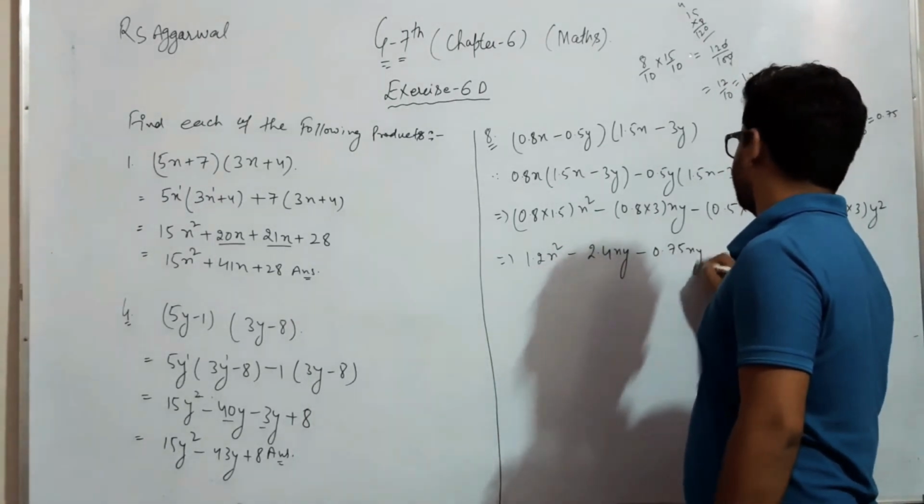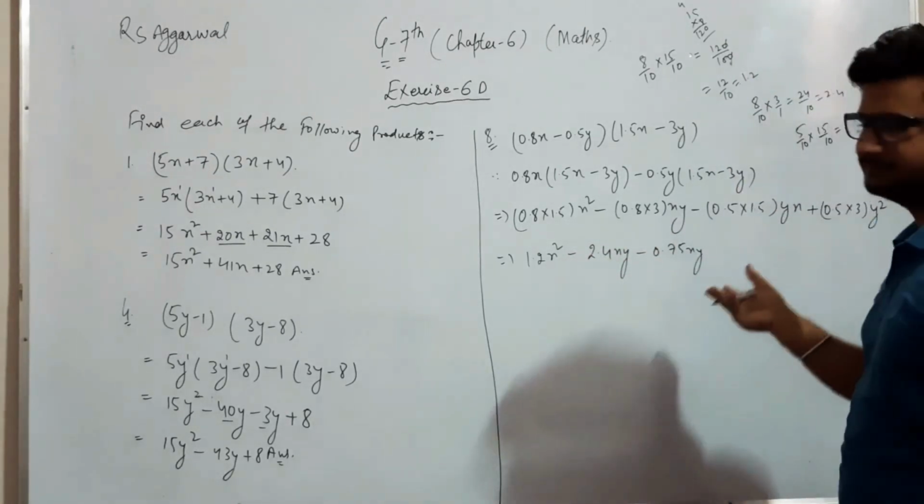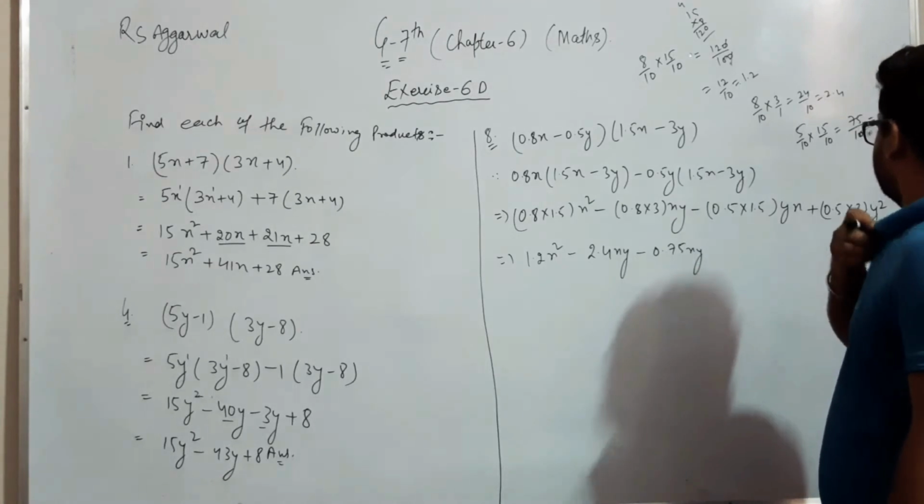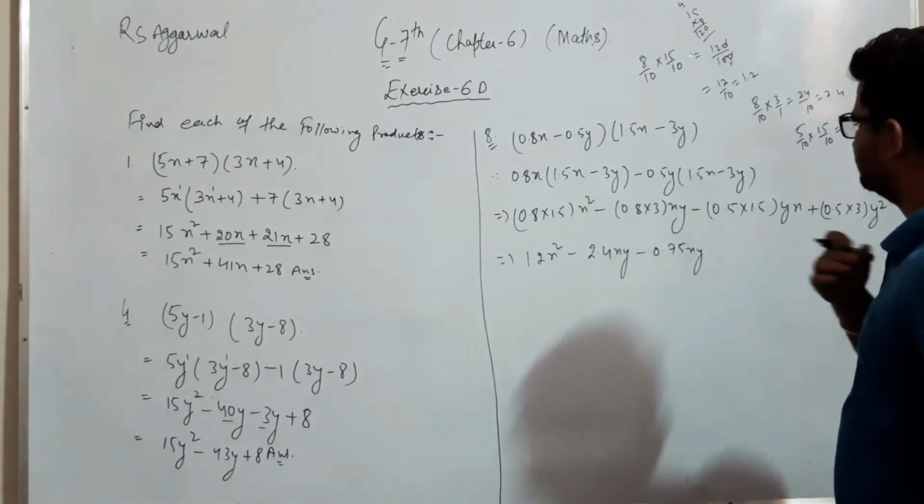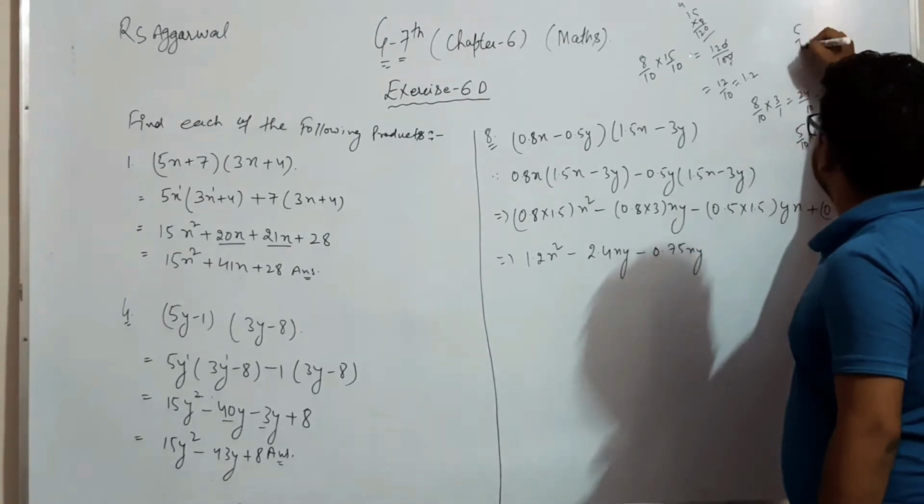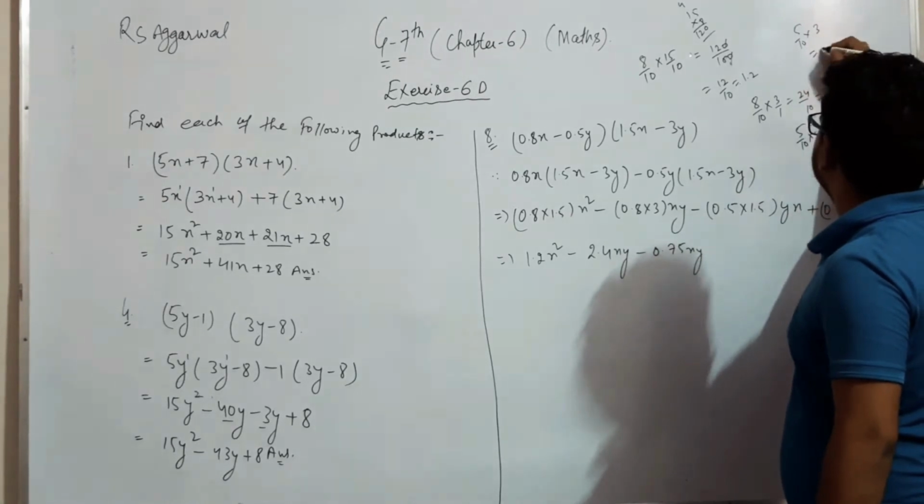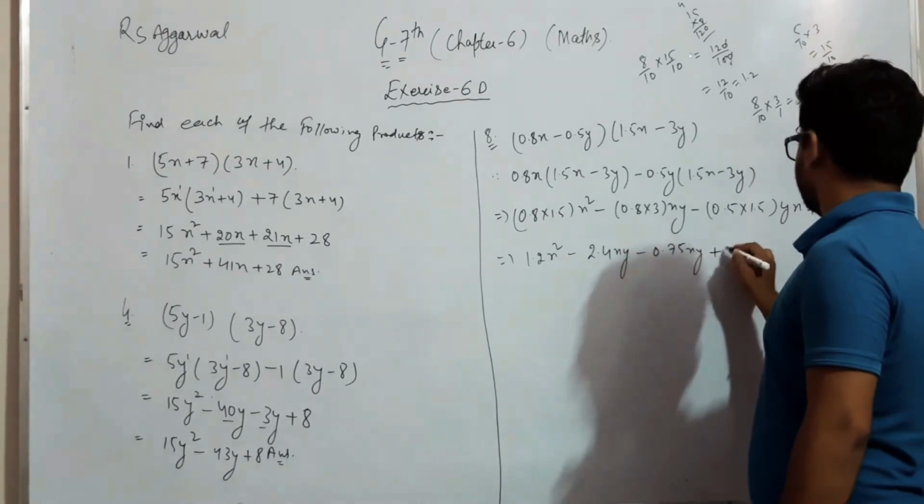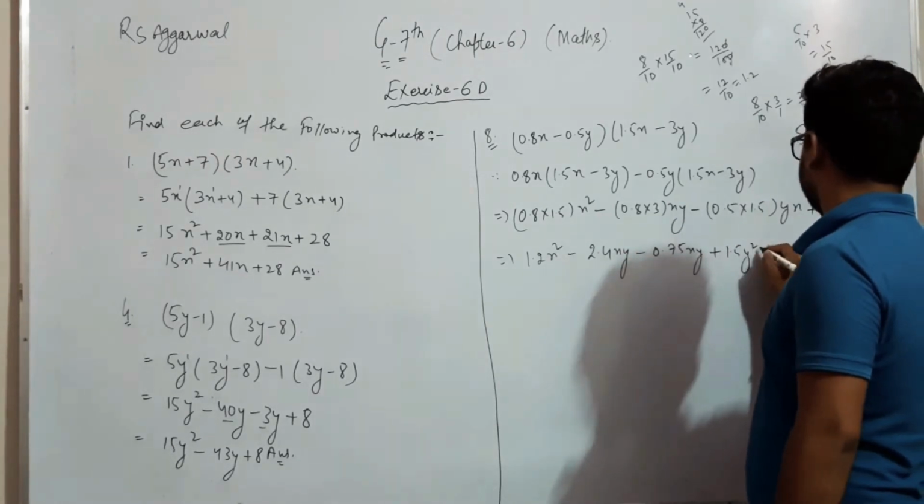xy, we write also yx. The y-axis xy is the same thing. Okay, so lastly 0.5 is multiplied with 3. So 5 by 10 into 3, 5 threes are 15 by 10, it is 1.5. So plus 1.5 y raised to power 2.